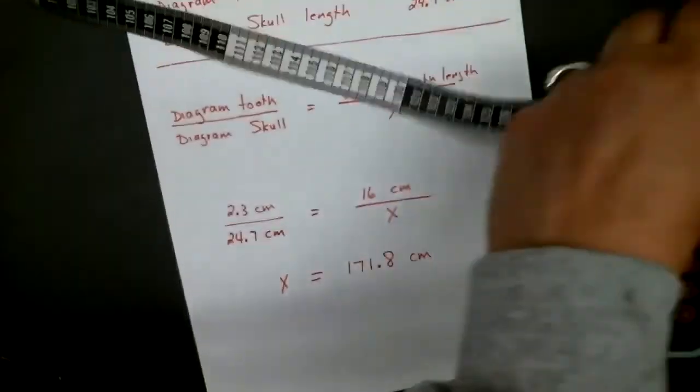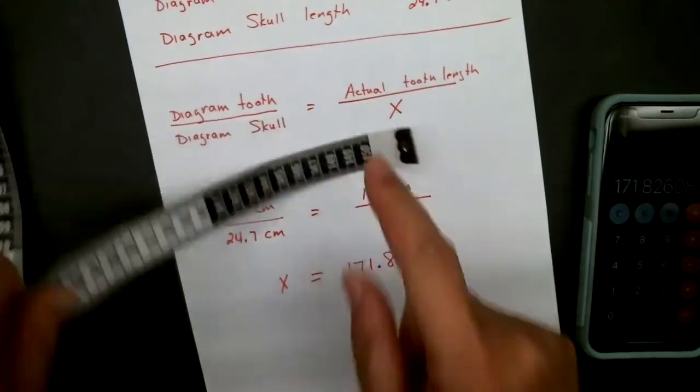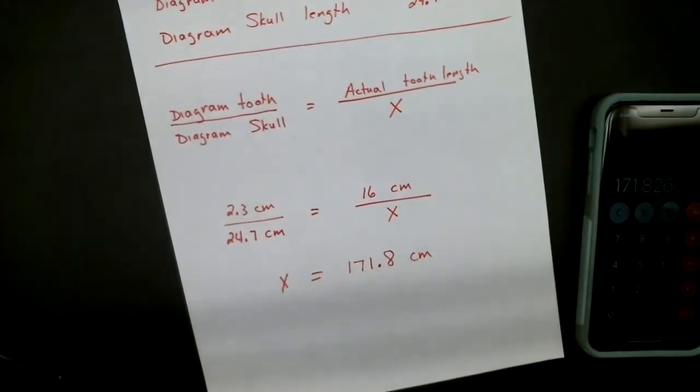My tape isn't even long enough. This only goes to 150. Okay, so the actual animal was 171.8 centimeters. So that's 1 meter and 71 centimeters in length. So there's a little over 3 feet in a meter. So that skull is almost 6 feet long.